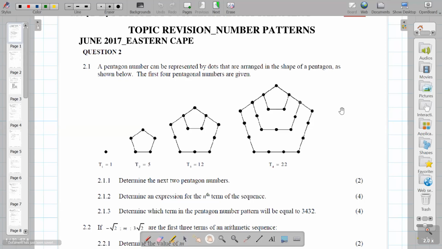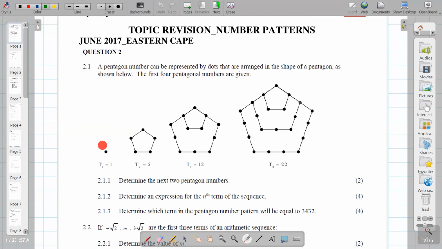Okay, hello everyone. We'll be doing number patterns today. Now these questions are again from some past paper questions. Remember, there is quadratic sequence, arithmetic sequence, and geometric sequence. And let's see what we have.